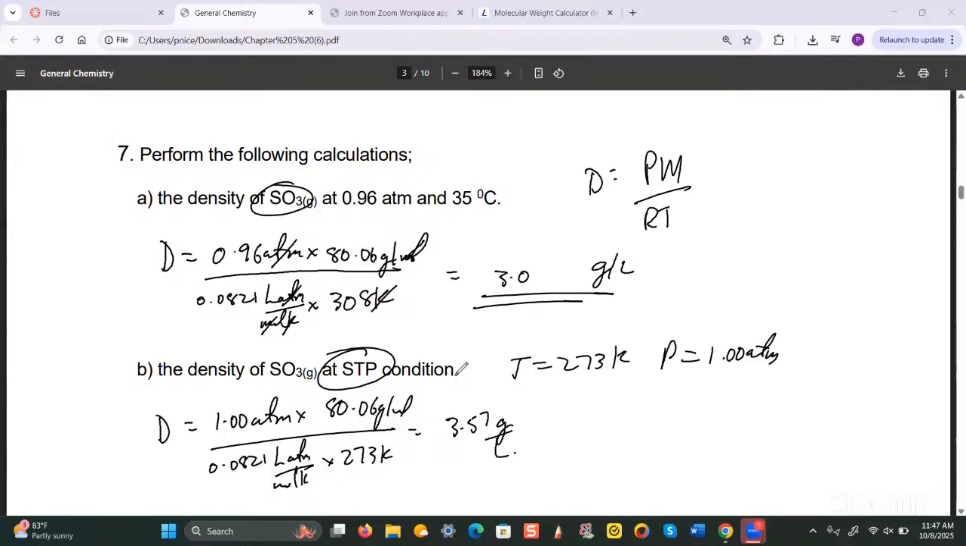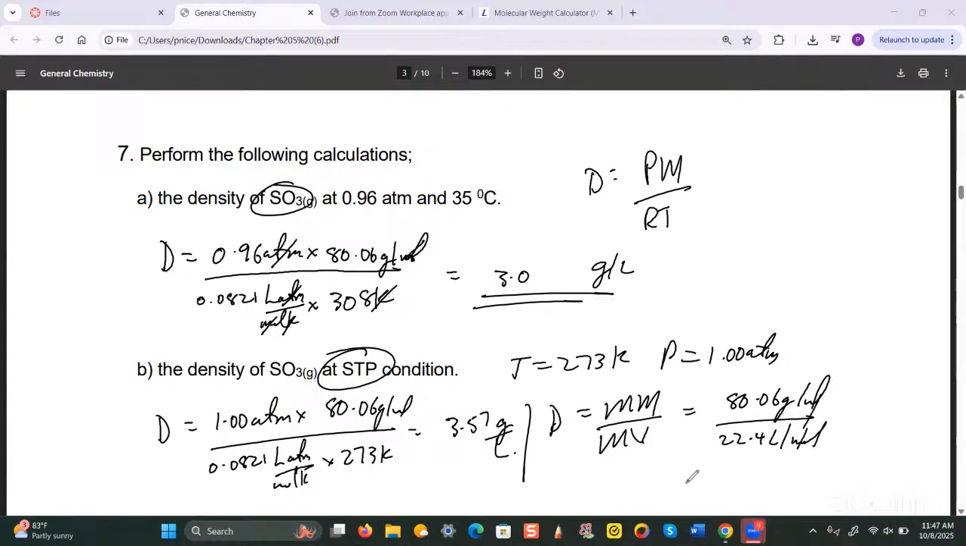22.4 liters. Right, that's the molar volume of a gas under STP conditions. So if you know the molar mass and the molar volume, to get the density all you have to do is divide the molar mass by the molar volume. The molar mass is 80.06 grams per mole, and the molar volume is 22.4 liters per mole. That would give you the same answer, which is 3.57 grams per liter, right? So that's a shorter way of doing that problem.